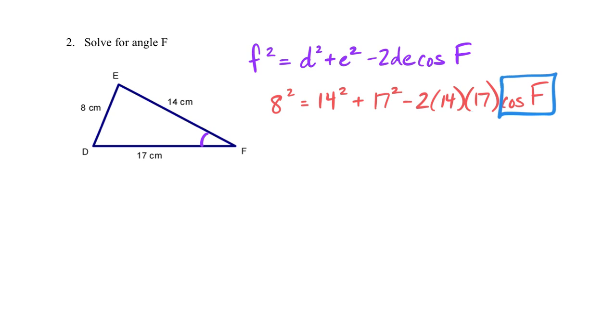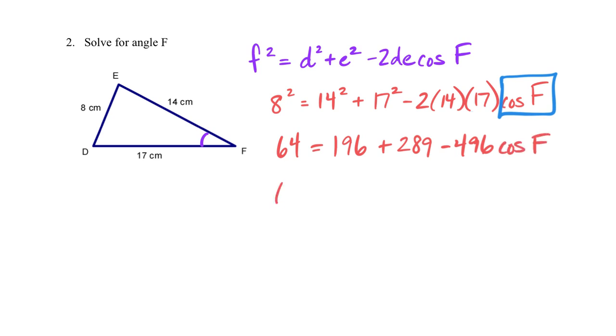What that means is I got to get my cos F all by itself. So the first thing you should do with any formula is when you have it, simplify it. So I can square my 8, square my 14, that's going to give me a 196. Square my 17, that's going to give me a 289. Okay, these calculations are a little more difficult than the last ones. Now I need to take my 2 times my 14 times my 17. That is a 496 cos F.